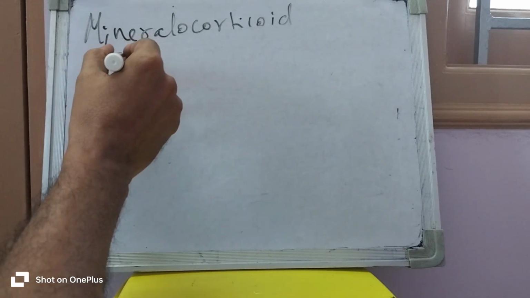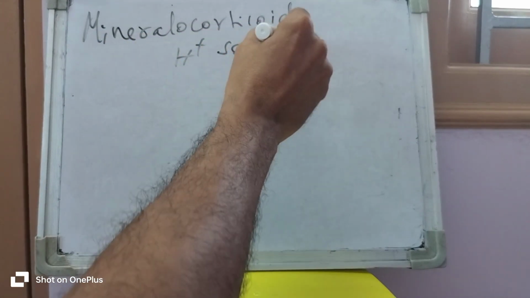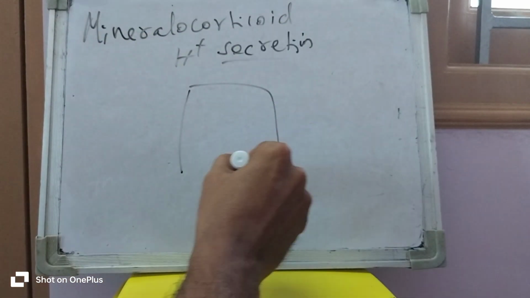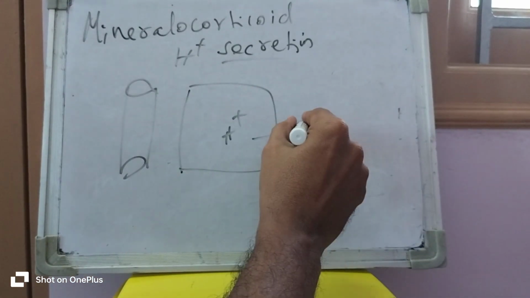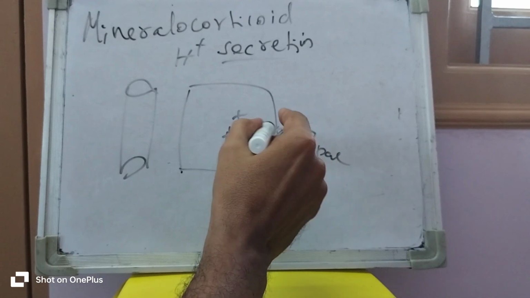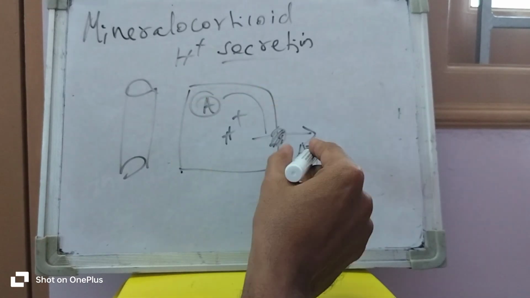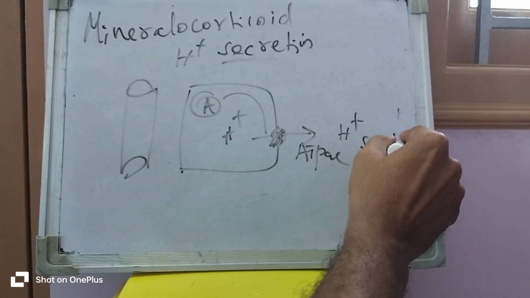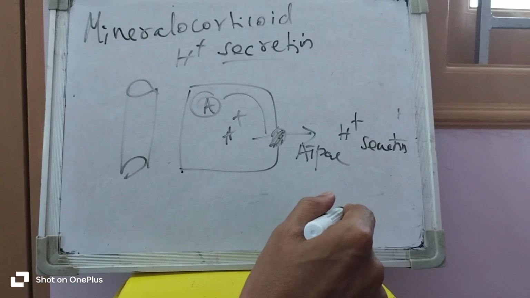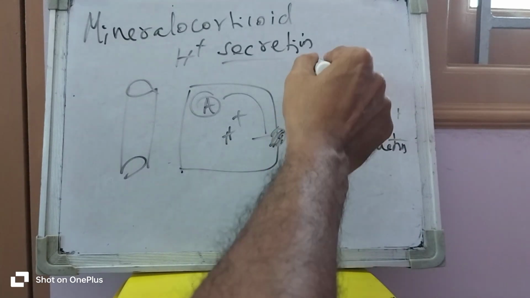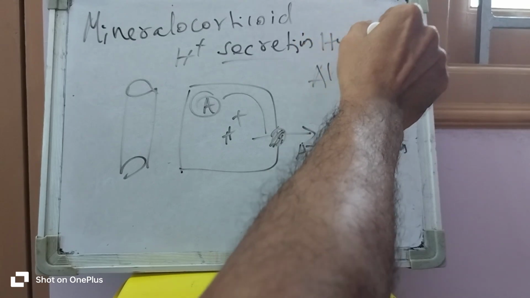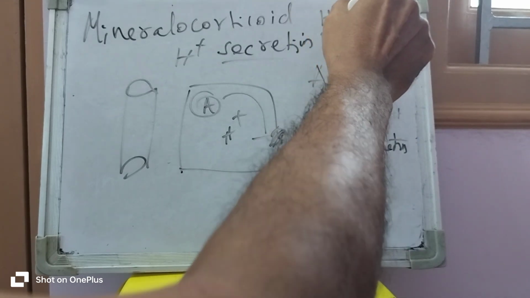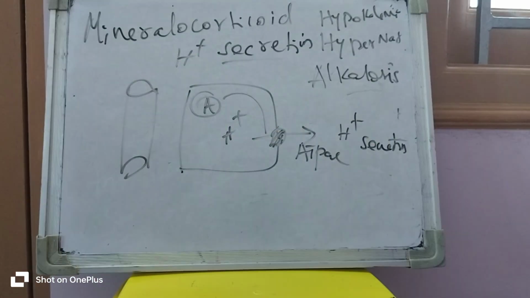Also aldosterone stimulates H+ ion secretion. So in the intercalated cells of the nephron, we have a pump called the H+ ATPase pump, which secretes H+ ion, and this pump is stimulated by aldosterone. So aldosterone will stimulate this pump, and H+ ion secretion takes place. So when there is excess of aldosterone, excess H+ ion is secreted, and it leads to alkalosis. Alkalosis will be there, hypernatremia will be there, then hypokalemia will be there. So these are the features that occur when the mineralocorticoids are excess, when aldosterone is excess.